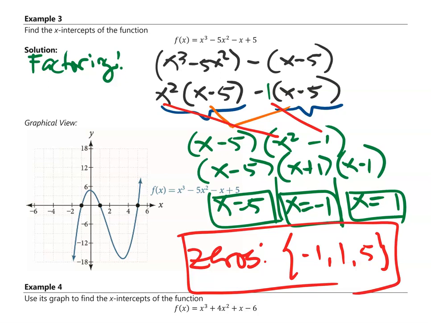And look at the graphical view. You have those zeros, those x-intercepts. We have negative 1, positive 1, and positive 5. Okay.